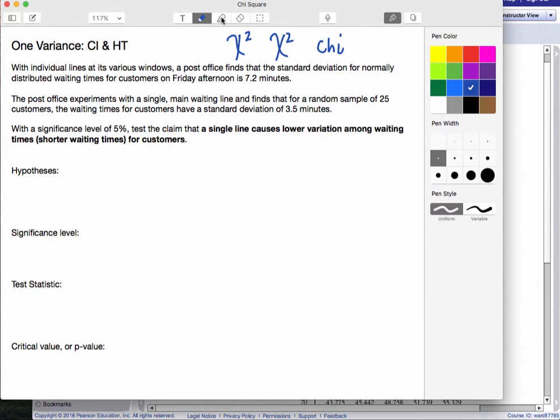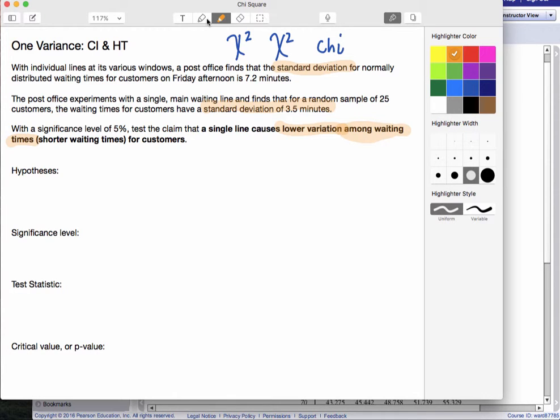So what I can tell from this problem is that there are some key words. Lower variation. We're not talking about the average time that someone spent in line. It's the variation among the waiting times. Variation among waiting times for the customers. And we're also given facts about the standard deviation. We know that they have found that with individual lines, the standard deviation is 7.2 minutes, but then we do a sample, collect data, and the standard deviation is 3.5 minutes. So there's no mention of an average at all. Sometimes the problem might throw in an average, but don't be misled. Look to the end and see what sort of test we want to do and then what parameter we're testing about.